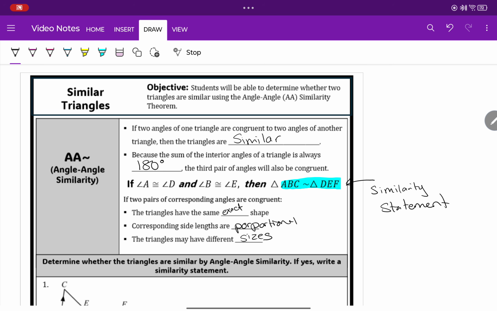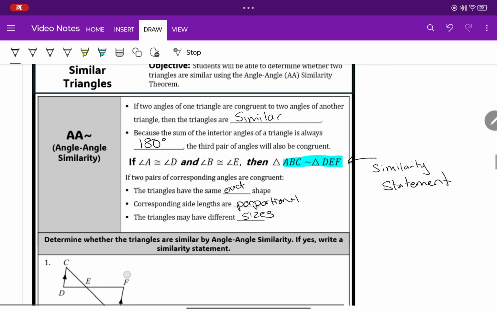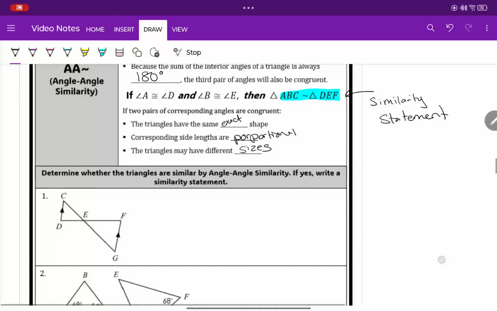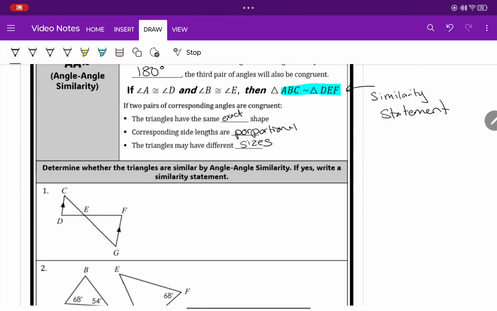So we're going to look at a couple different examples of triangle similarity, and we're going to write out the similarity statements. Number 1 gives me triangle CDE and triangle FGE. I'm only told here that CD is parallel to FG. That's currently the only information I know right now.